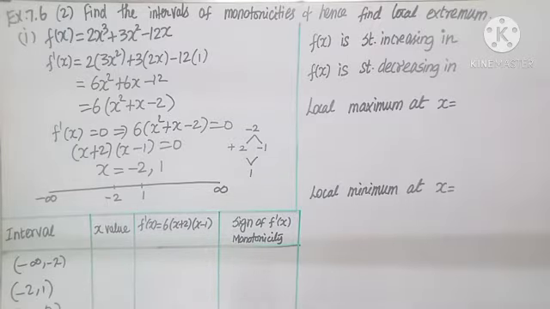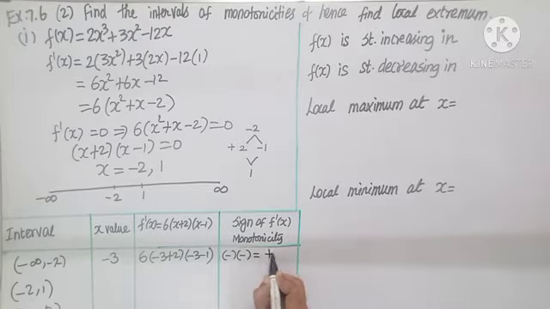Now we need to substitute any random value in the intervals. Let me select, before minus 2, minus 3. Check minus 3 in f dash of x: 6 into minus 3 plus 2 into minus 3 minus 1. This is negative, this is also negative. Negative into negative, my answer is positive. I will say strictly increasing.